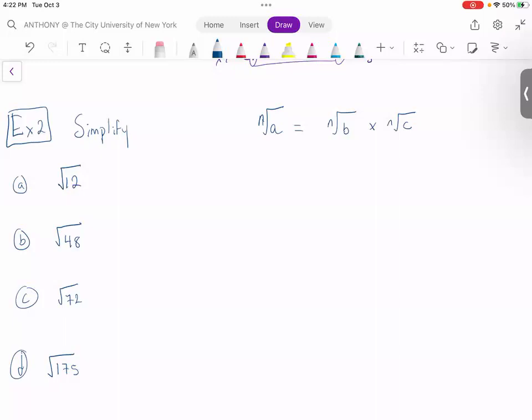So the idea here is that if you have, for example, the square root of 12, you want to think about, okay, what are two numbers that when I multiply them give me 12, but at the same time, one of them must be a perfect square. So what are your factors of 12? Let's start with that. What are some factors of 12?